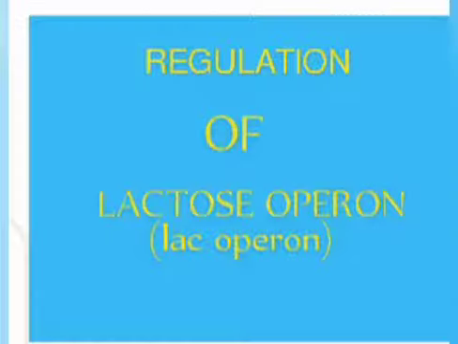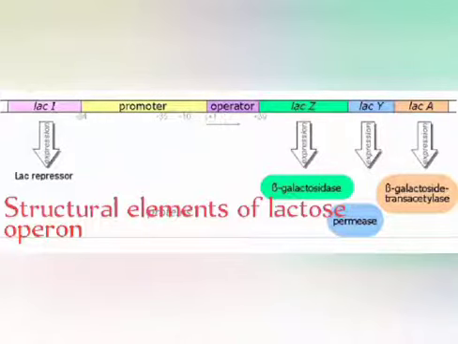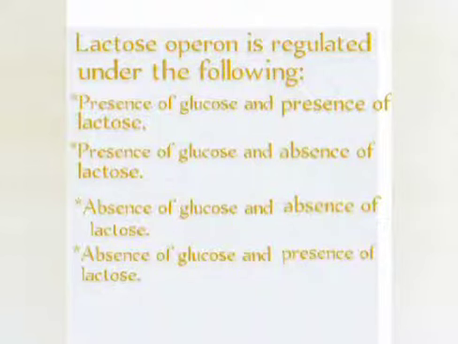Now let's see the regulation of lactose operon. The structural elements of the operon are made up of structural genes, operator sites, the promoter sites, and regulatory gene, including the catabolite activator protein binding sites. Thus, lactose operon in bacterial cells is regulated in the following ways: presence of glucose and presence of lactose.